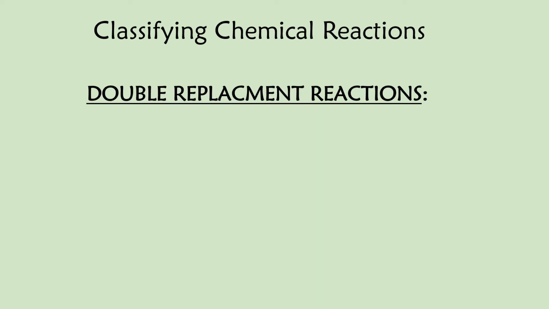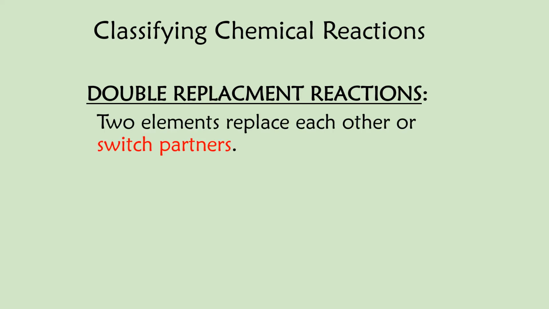A double replacement reaction, however, is when two elements replace each other. Nothing is left alone, they are just replacing each other, or in other words, they are switching their partners. That's an easier way to look at it. So for example, let's say we have one couple, or one compound AB, and then we have another compound CD.